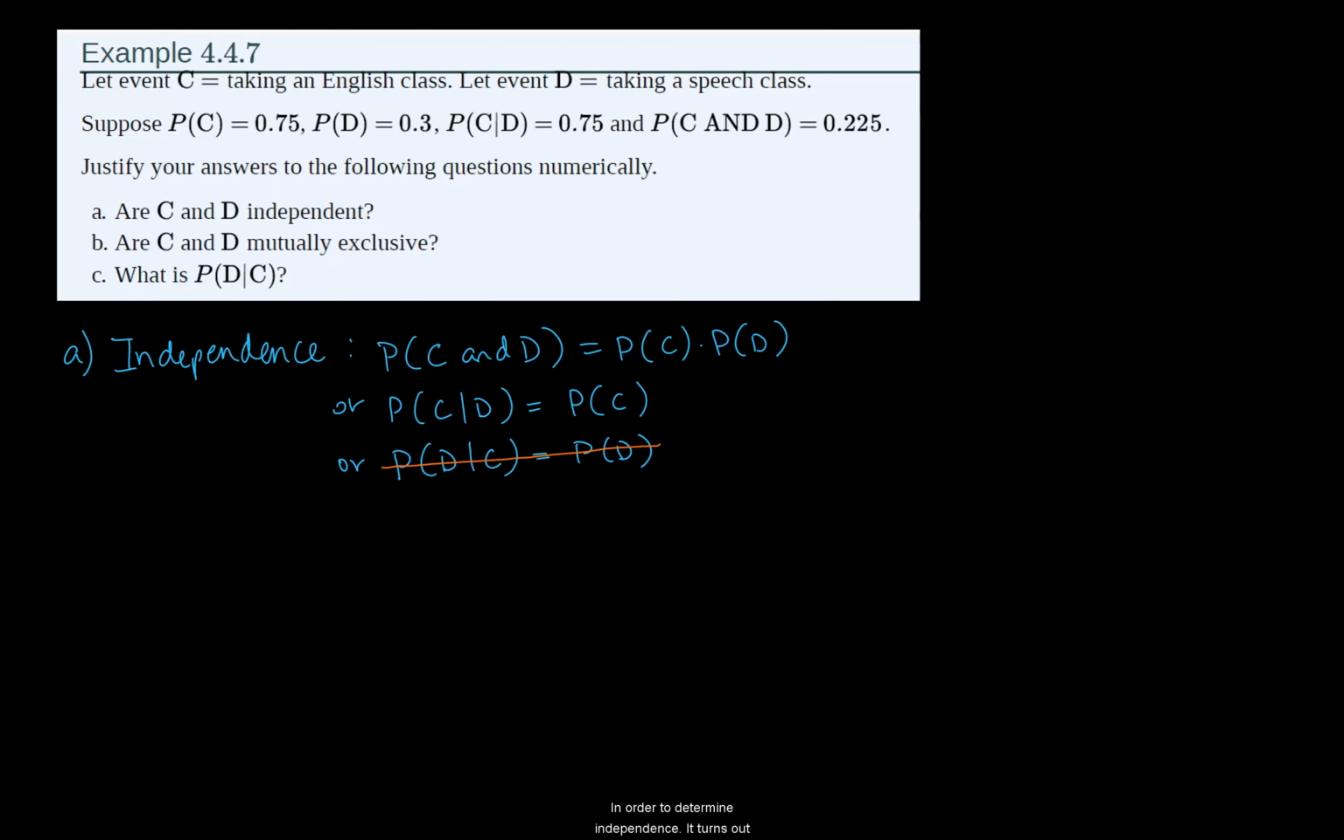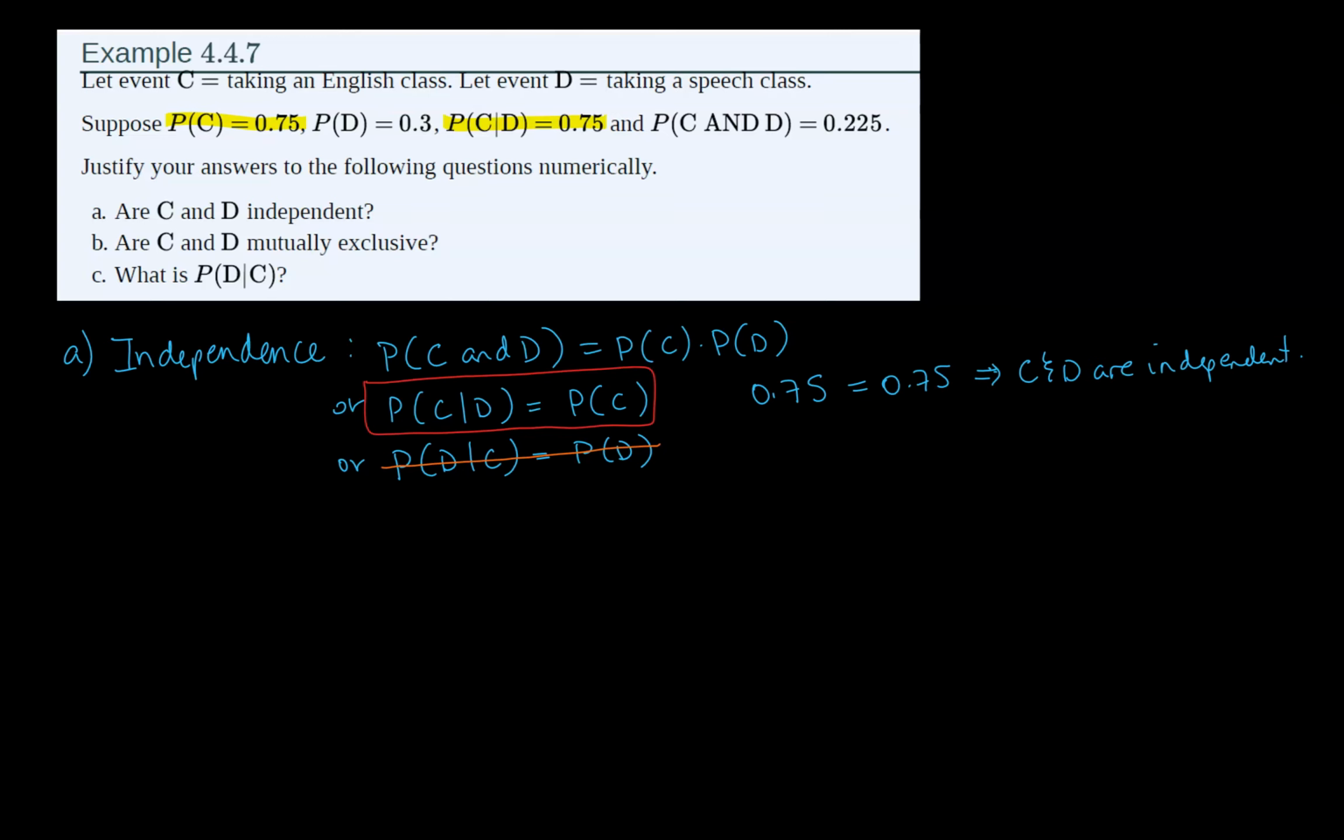It turns out that this second equation is the easiest one to show. Check out our given information up here. Probability of C given D is 0.75, and the probability of C is 0.75. Since they're equal, C and D are independent, just from that simple comparison.